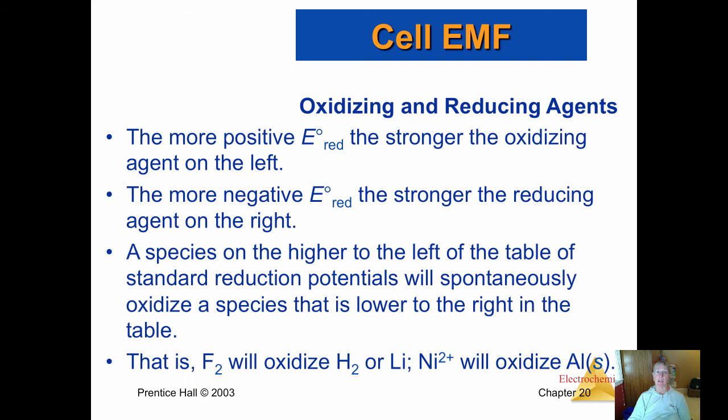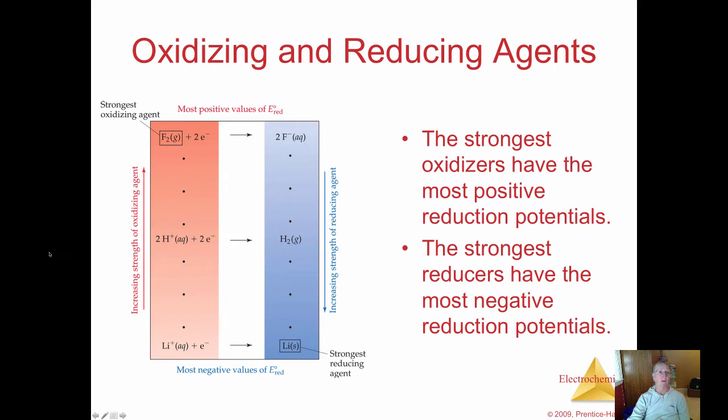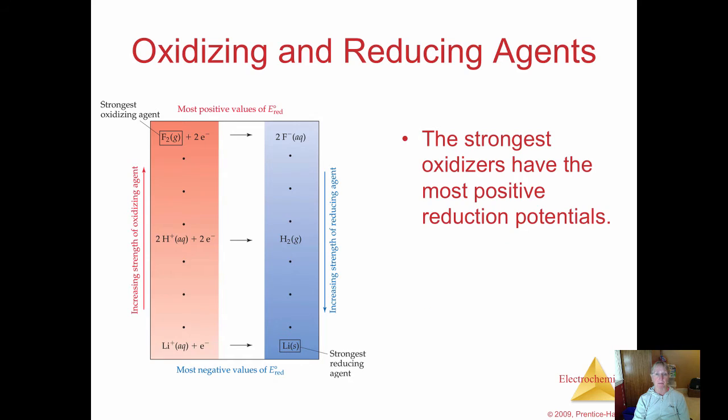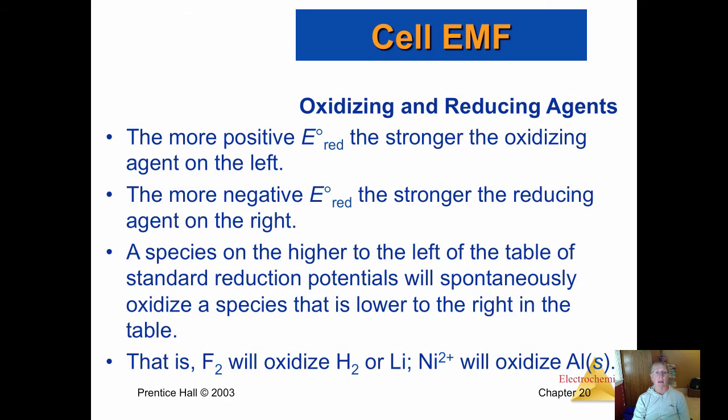So any species that's higher to the left of this table that we're going to take a look at in just a moment will spontaneously oxidize any other species that's lower than it and more over to the right. So take a look at, say, fluorine compared to hydrogen gas or lithium metal. Back here on the chart, fluorine is up here to the upper left, and hydrogen gas and lithium metal are down to the bottom right. So what we just got done saying was that a species that's higher and to the left will spontaneously oxidize anybody who's lower and to the right.